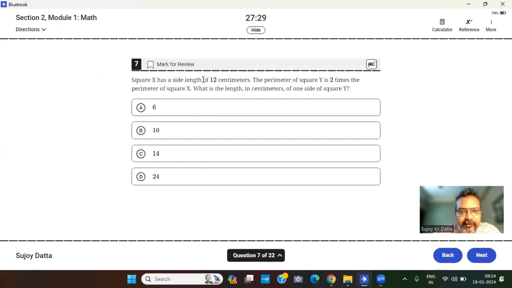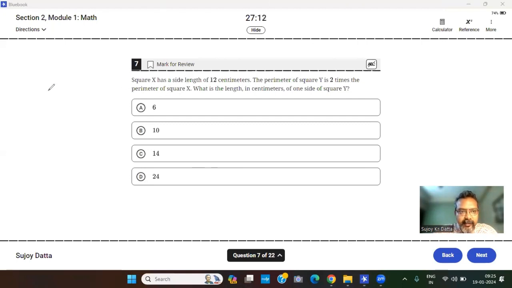Next, the square x has a side of 12. The perimeter of y is 2 times the perimeter of x. So perimeter is the sum of the sides, and you are saying that the perimeter of y is 2 times the perimeter of x. So each side must be twice as well.